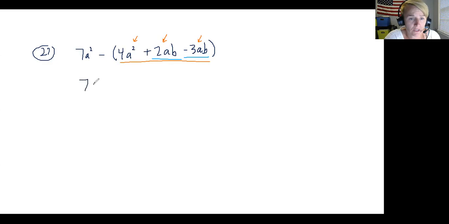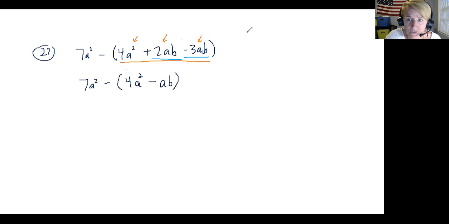So I'm just going to go ahead and copy everything else down so that I just take care of all this business. I have a 4a squared, and the only thing I combine now is this positive 2ab minus 3ab, which means I end up with a negative ab, a negative 1ab. There's only one of those left. I could put the 1 in there, but it's just assumed because I have the ab.